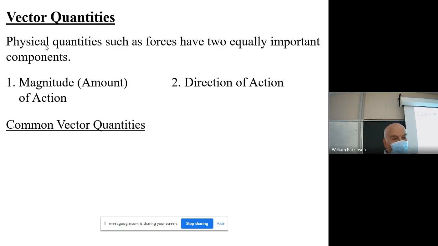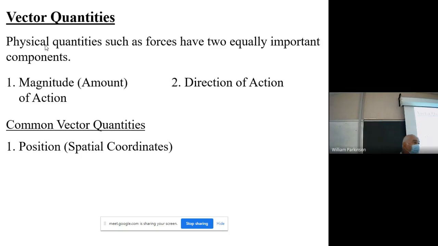Okay, so what are some common vector quantities? Let me tell you, there's a lot more than you probably think. The first of all is position or displacement, if you like to call it that. A lot of people call this displacement. I'm just going to call it where you are. Where you are is a vector quantity.